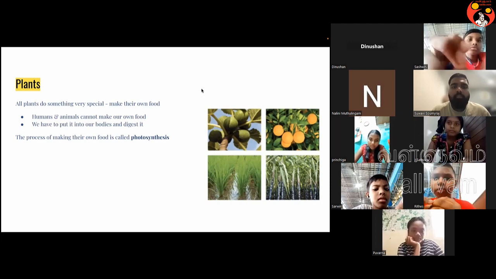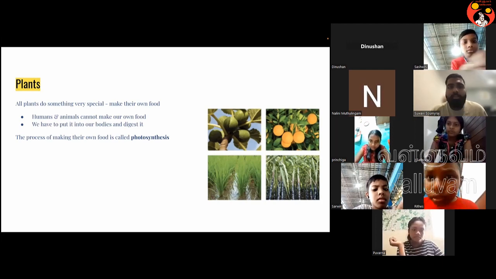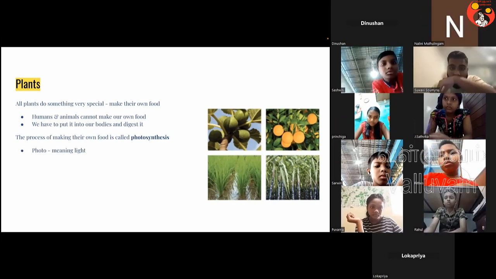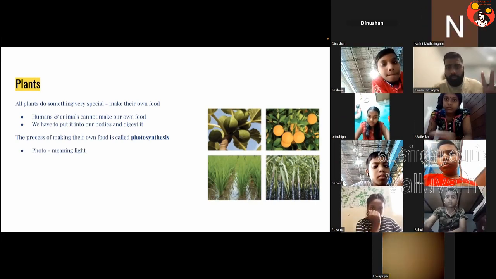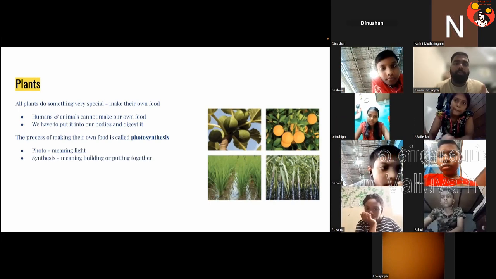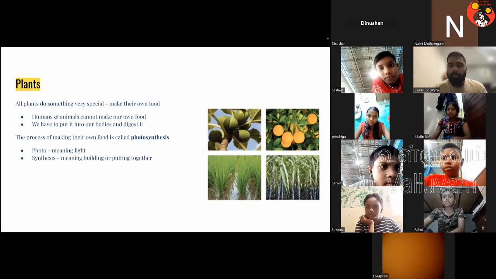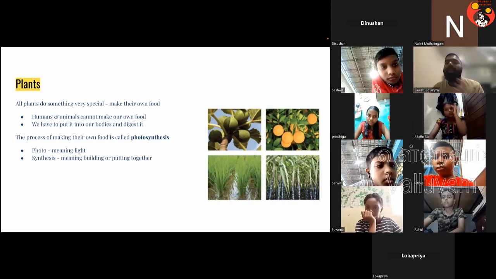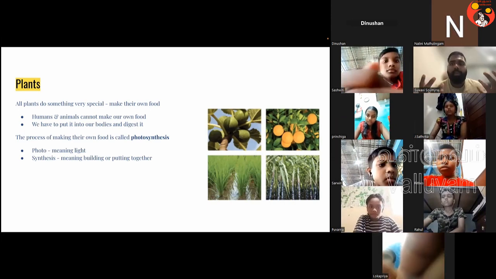The process of making their own food in plants, as Ritishan said, is photosynthesis. Now, the word photosynthesis is split into two things. One is photo and the other one is synthesis. Photo means light. Synthesis refers to the building or putting together. So it's the use of light to create something, and that creation in this case is food for the plant to grow.